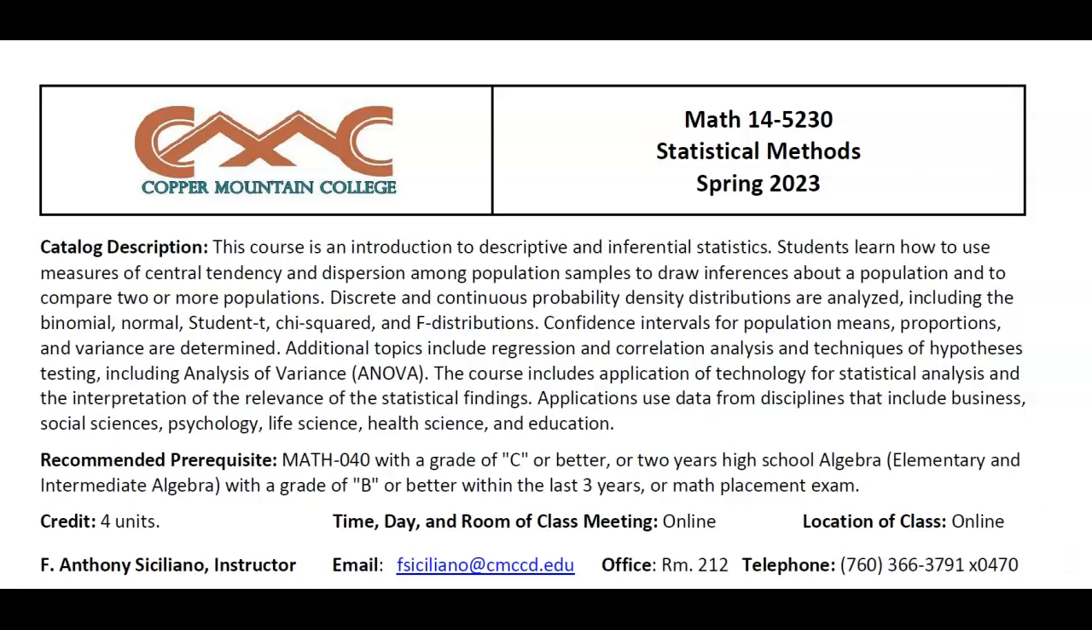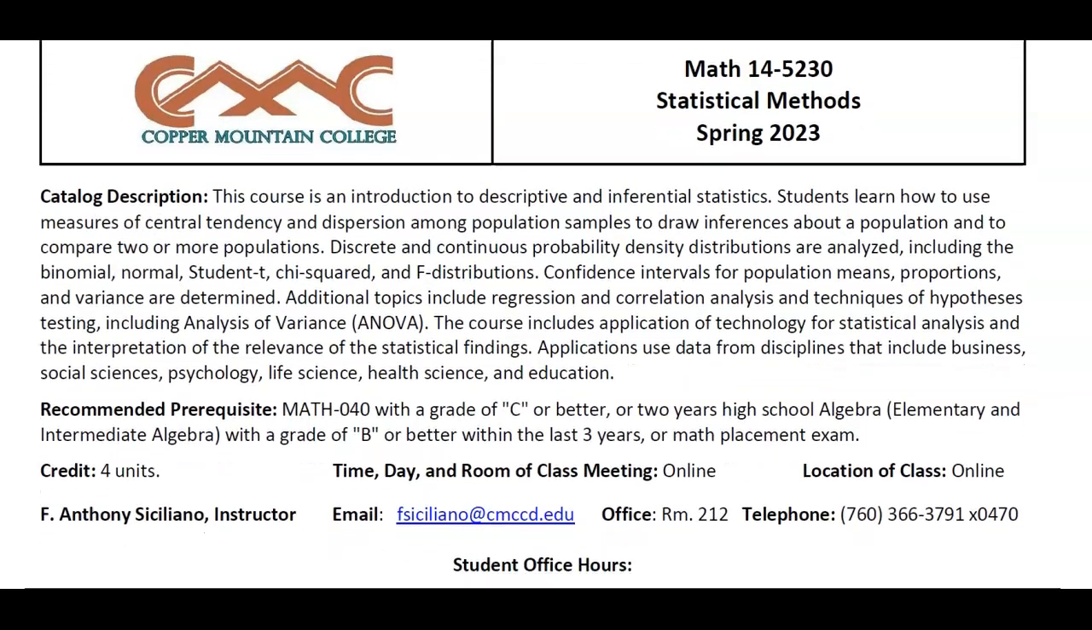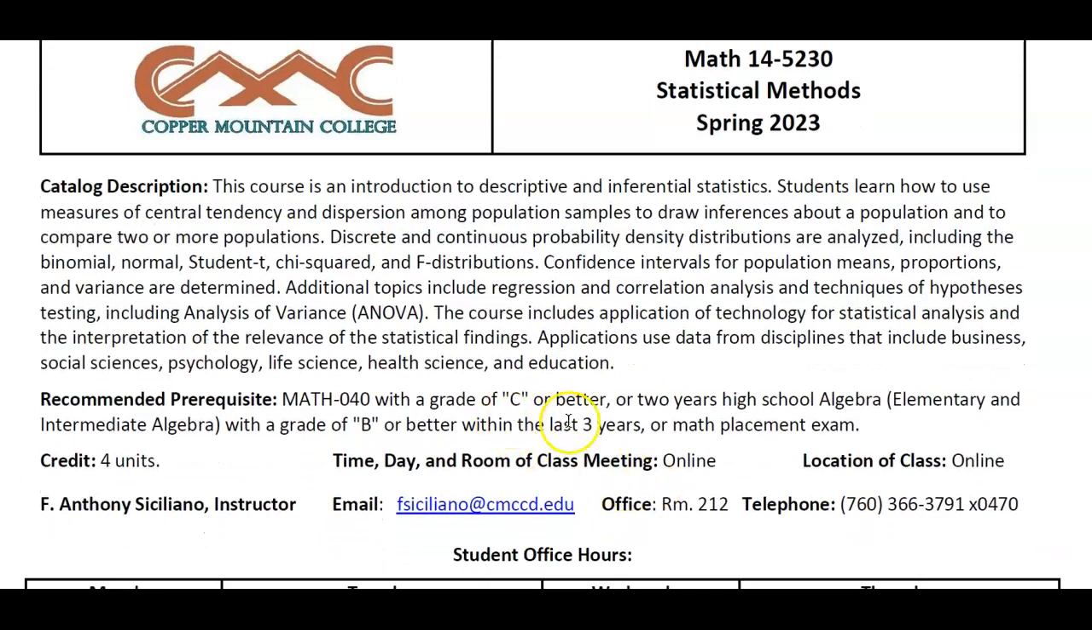Now, here you can see the recommended prerequisite: either Math 40 with a grade of C or better, or 2 years of high school algebra, elementary and intermediate algebra with a grade of B or better within the last 3 years, or math placement exam. This is a 4-credit unit class. The time, day, and room of the class meeting is online, and the location of the class is online.